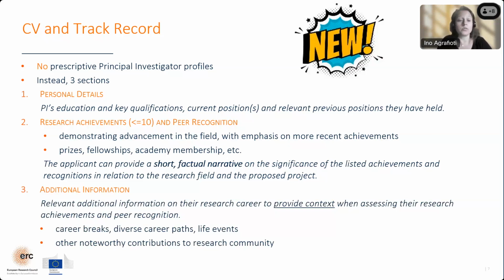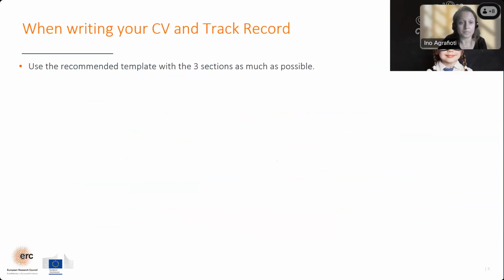You can put all information, career breaks, diverse career path, life events, and any other noteworthy contributions to the research community. Did you, for example, organize a Women in STEM Day? Did you organize a new course at your university? Did you take part in any local committees? This is your chance to put this information here.